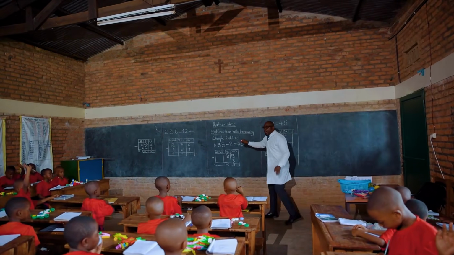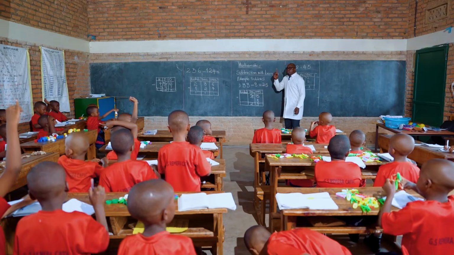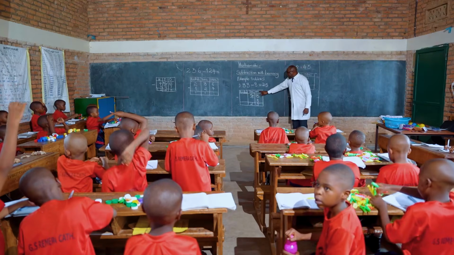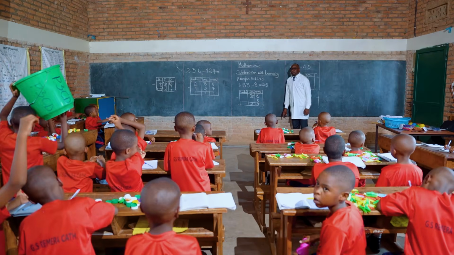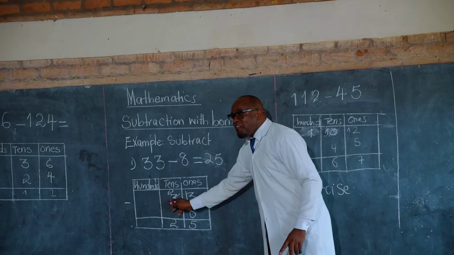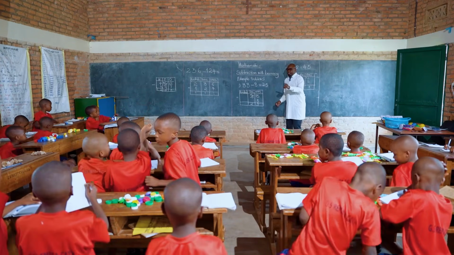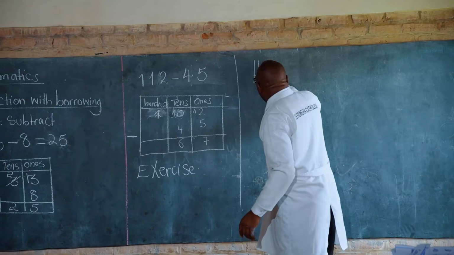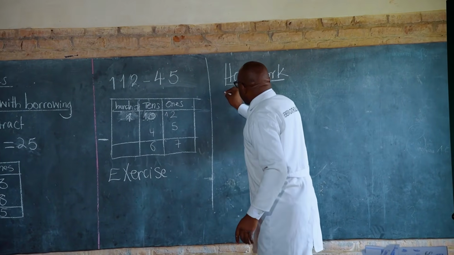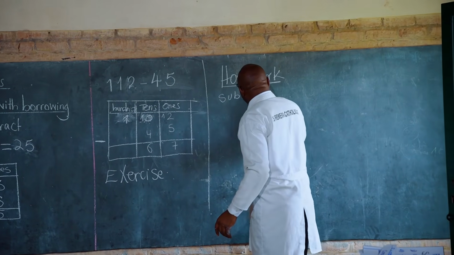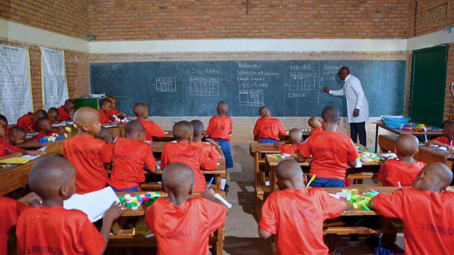Today, we learned how to subtract by borrowing. When you are subtracting, you first check if you have enough ones. If you don't have enough ones, you borrow from tens to make them much more. That's what we learned today. Help me and write this homework down. Homework. Subtract. So write this homework down in your books, please.